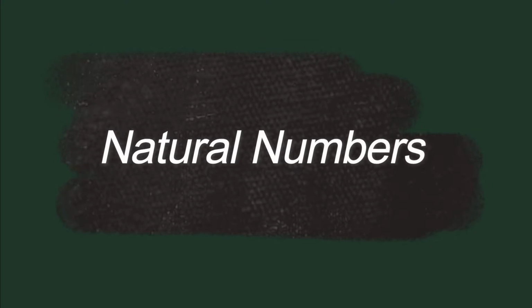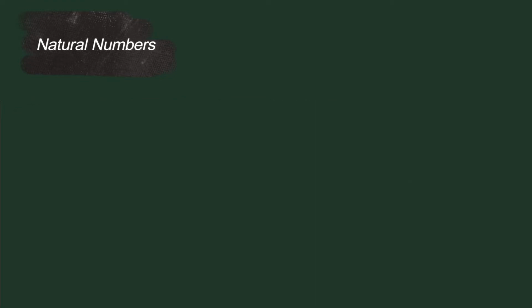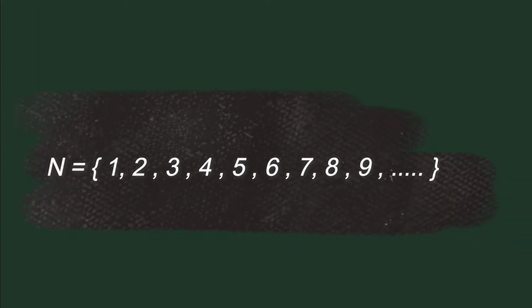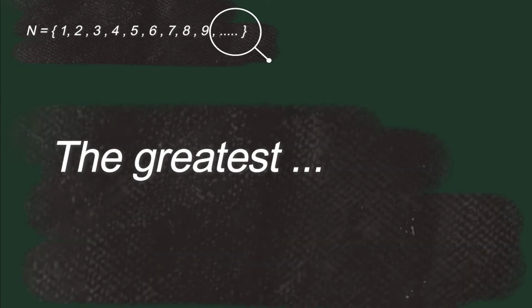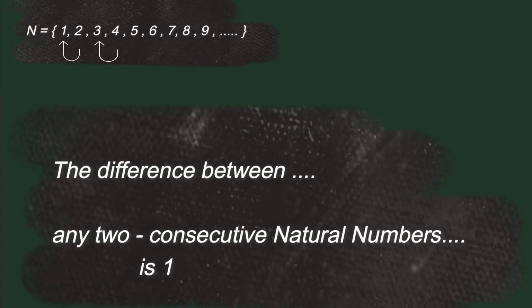Natural numbers. All the numbers that are used for counting are called natural numbers. The natural numbers are denoted by capital N. N equals the set of 1, 2, 3, 4 and so on. The smallest natural number is 1 and the greatest could not be determined. The difference between any two consecutive natural numbers is 1.